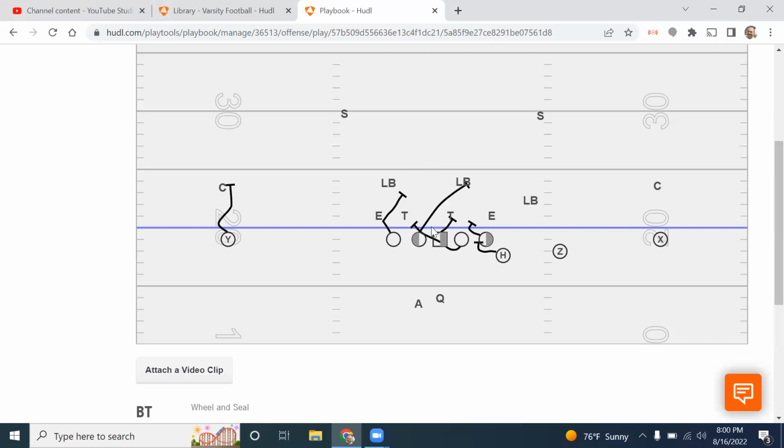Guard, you check your gap. No one's there. No one's on you. No one is over the center. So you're going to work to FBI. Center, you check your gap.